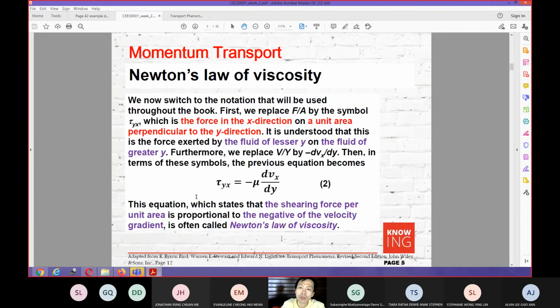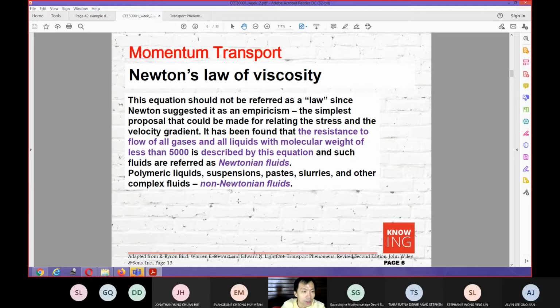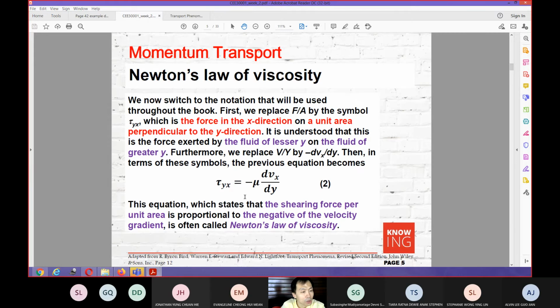So if I go back into this particular formula, this x in here refers to the direction of the momentum, or the direction of the velocity. The first subscript refers to the direction of the momentum transport. Okay, did everybody clear up to this point? Because if you don't get clear up to this point, then it will be very difficult later on for me to go into the example, and you will get confused. I just want to make sure that everybody is clear on this particular point first.